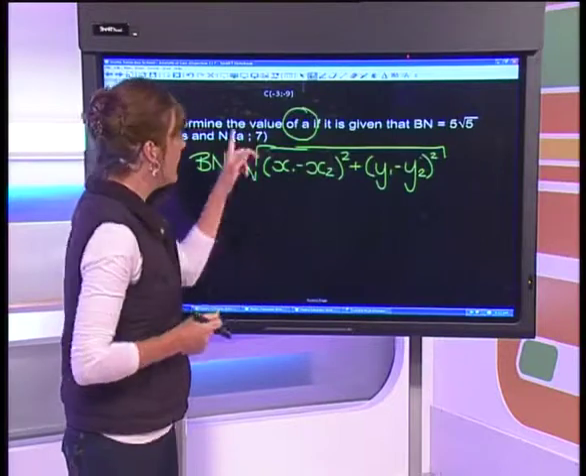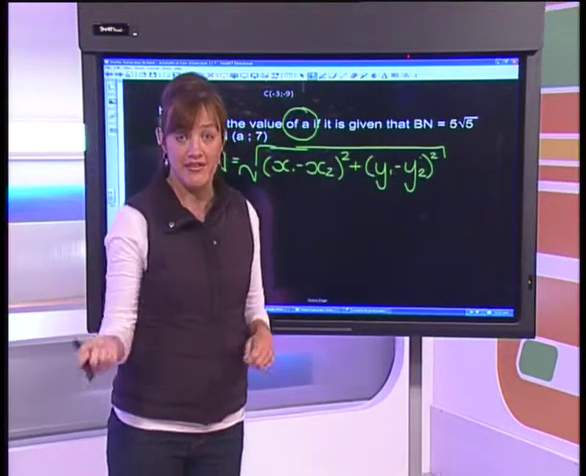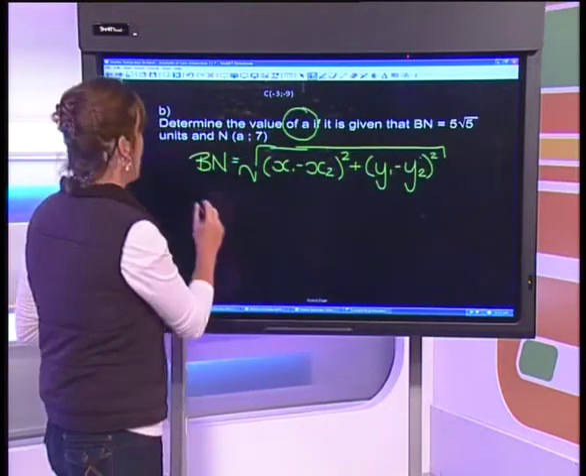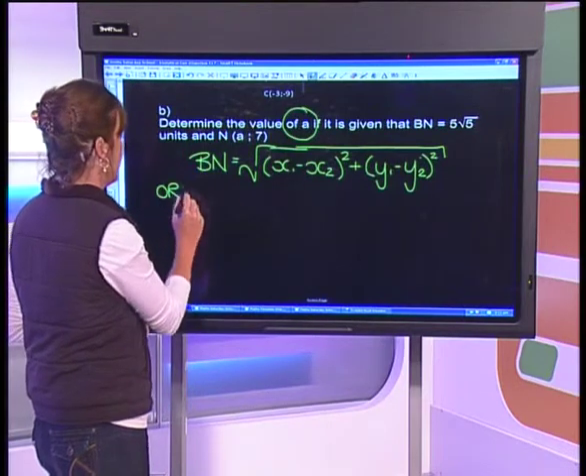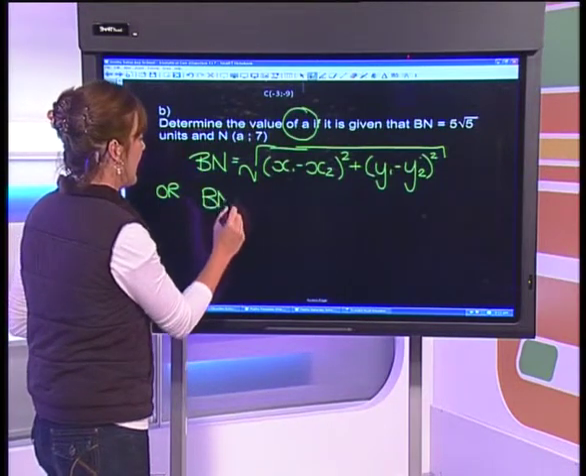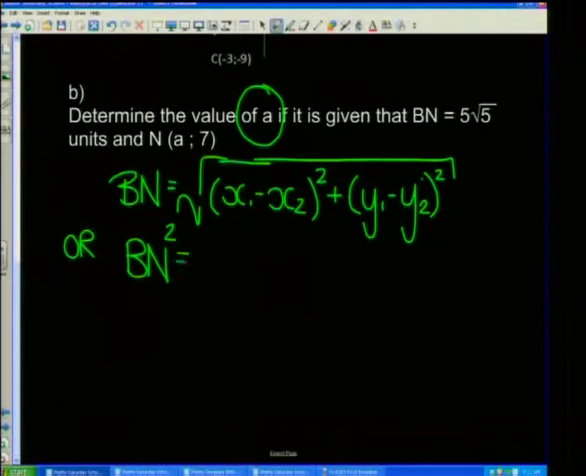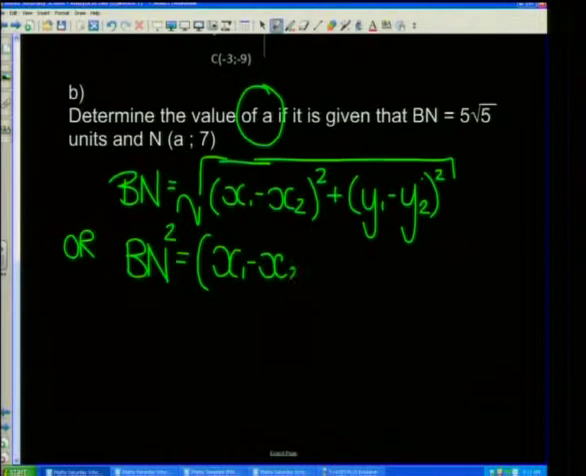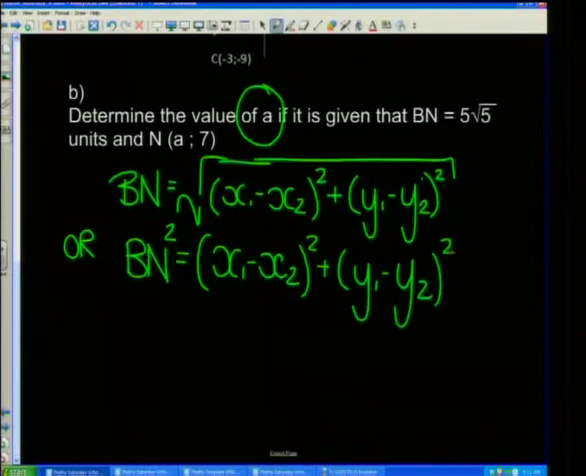Alternatively, if you don't want the big square root on the right hand side, the other way we can write it is BN squared is equal to, now putting a squared on that side basically eliminates the square root on the other side. So therefore what we would be sitting with is just (x1 minus x2) squared plus (y1 minus y2) squared.